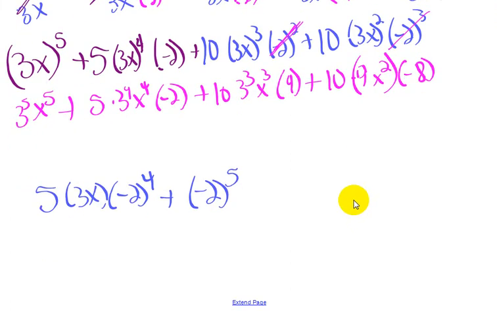Okay, and down here we're going to have 5 times 3x. Well, let's just go ahead and do that one. What's it going to be? 5 times 3x is just 15x. And -2 to the 4th, well, -2 times -2 is +4, times -2 is -8, times -2 is a +16. So we have 15x times +16. And if you want to go ahead and do the math right now, that's fine. And then a +16 times a -2 would be our -2 to the 5th. So it's going to be a -32.